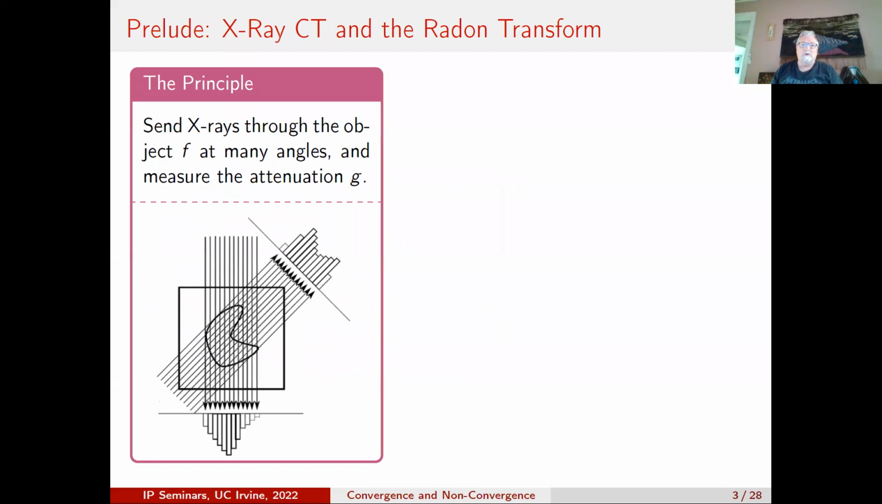Right, okay, so just one slide here about X-ray CT. The basic idea is that you send X-rays through an object at many, many angles. You measure the attenuation of the rays due to the absorption in the object. And from all these measurements, you can reconstruct the inside of the object.